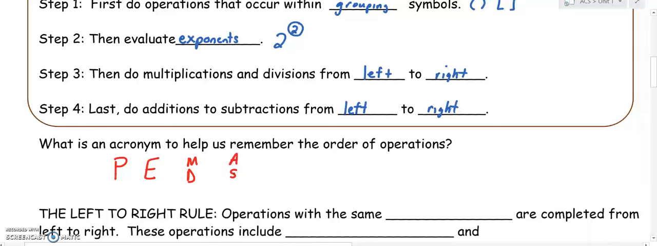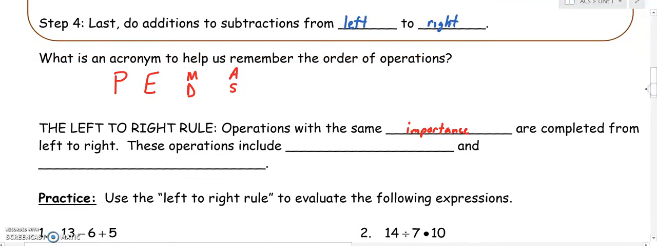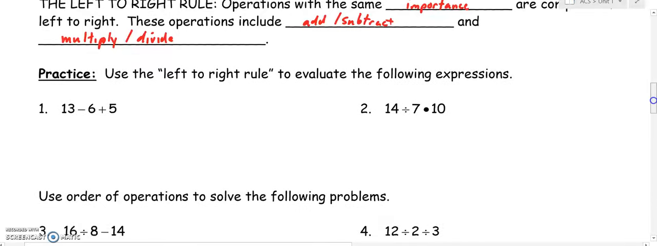The left to right rule. So operations that have the same importance are completed from left to right. So these operations are when we add, subtract, or when we multiply and divide. So let's practice using the left to right rule to evaluate the following expressions.